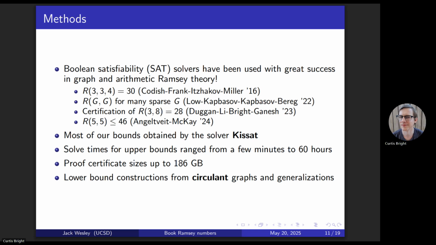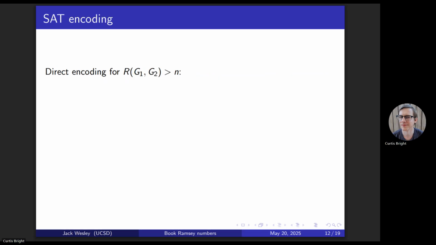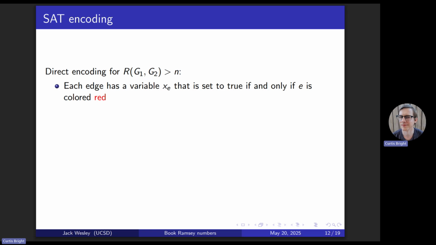Okay, I've got about 10 minutes left, so I'll talk a little bit about some of the more technical details of how all of this is put into a computer. So we start, if we want to compute this number R(G1, G2), we need some way of translating this problem into a Boolean formula. Here it is fairly straightforward: we have a variable, call it x_e, for each edge. We set this variable to true exactly when we color this edge red. So if this variable is true, it's red. If it's false, it's blue.